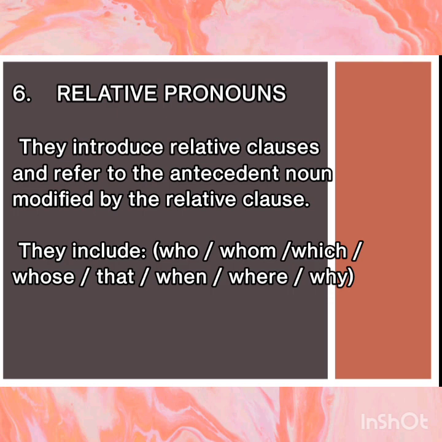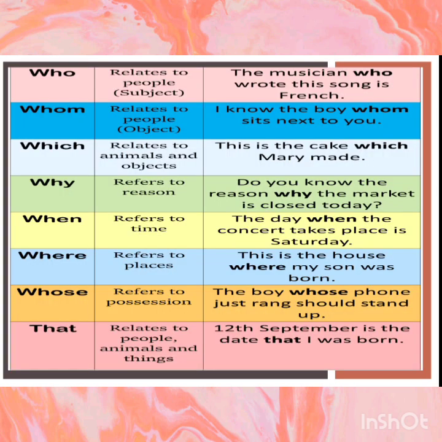Relative pronouns. They introduce relative clauses and refer to the antecedent noun modified by the relative clause. They include who, whom, which, whose, that, when, where, why. We can have the usage of all these relative pronouns. First is who. It relates to people. The musician who wrote this song is French.